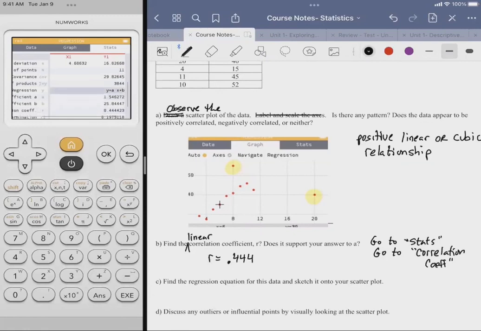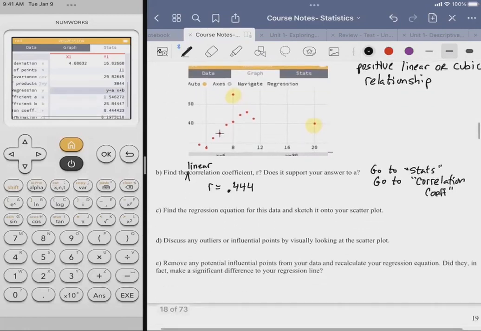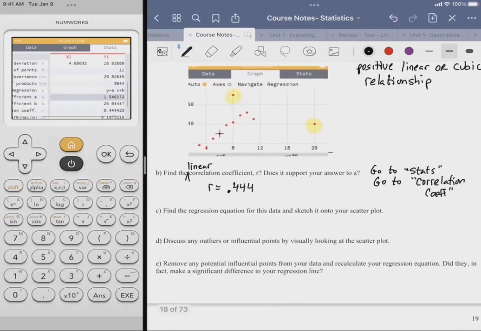Regression equation, it gave us that too, right? So we have Y equals AX plus B. And right below that, it tells us the A and it tells us the B. So we'll say y equals 1.546x plus 25.845. All right. So now I have the regression equation. And if I need to make a prediction, I can do that too.